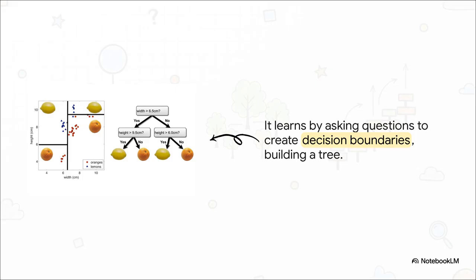Okay, now this is where it all clicks. The algorithm does the same thing we did. It just asks a simple question like, is the width more than 6.5 centimeters? If the answer is yes, it draws a line. Then it asks another question, is the height more than 9.5? And it draws another line. Each one of those questions creates a split, a decision boundary you see on the graph. And if you follow those questions, what do you get? You get a tree. It's a beautiful, visual way to see the logic being built.